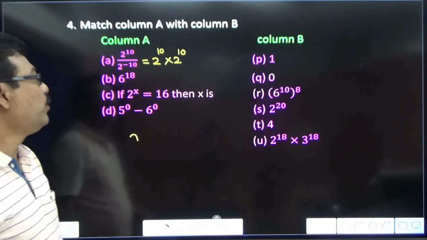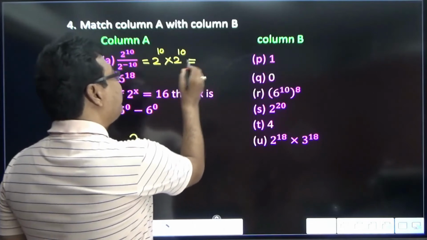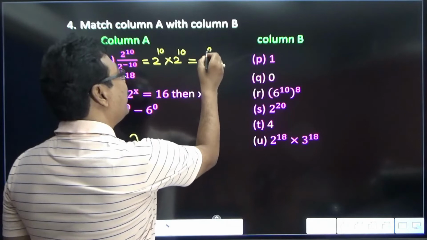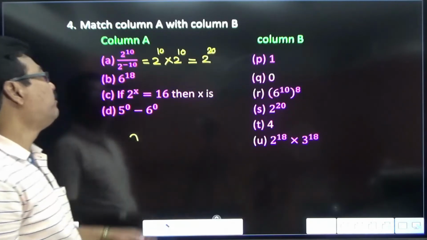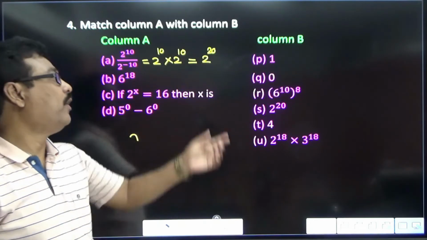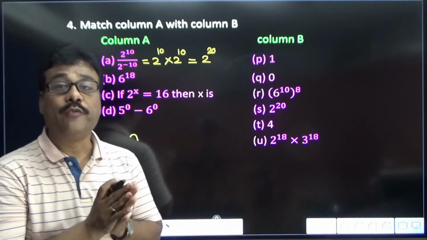Alright. So what will you do next? This is base same, so power will be added. So 2 to the power 10 plus 10, that is 2 to the power 20. So the first part, we have simplified that one, we got 2 to the power 20. Now next, what is it?